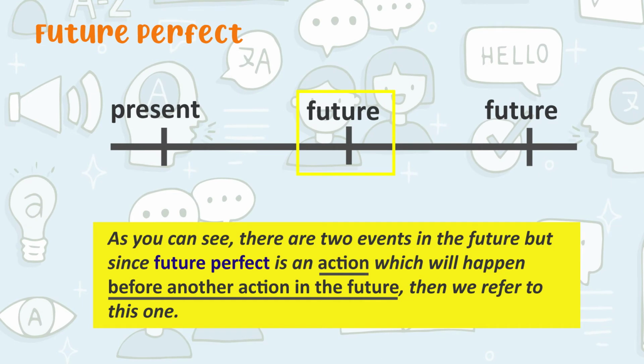As you can see, there are two events in the future, but since future perfect is an action which will happen before another action in the future, then we refer to this one. So the future perfect tense refers to a completed action in the future. So when we use this tense, we are projecting ourselves forward into the future and looking back at an action that will be completed sometime later than now. It is most often used with a time expression. So let's see the following examples to have a better idea how to use the future perfect form.